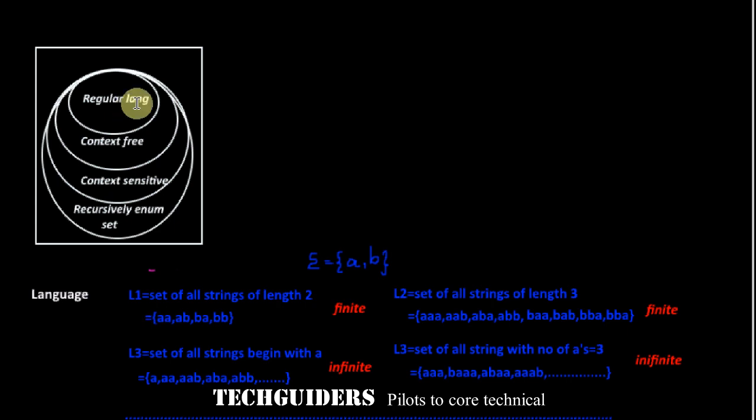From the diagram itself, we can see that the regular language set is a subset of the context-free set. It means every regular language is a context-free language. But every context-free language is not regular. There are some languages which are context-free but not regular. Similarly, every context-free language is a context-sensitive language, but there are some context-sensitive languages which are not context-free. And same here. So we just had a broad discussion about the different classes of language. Next, we should discuss grammar.